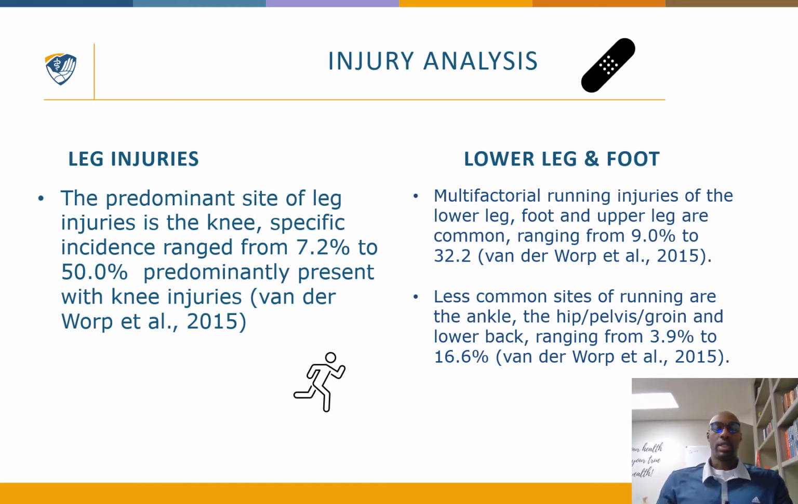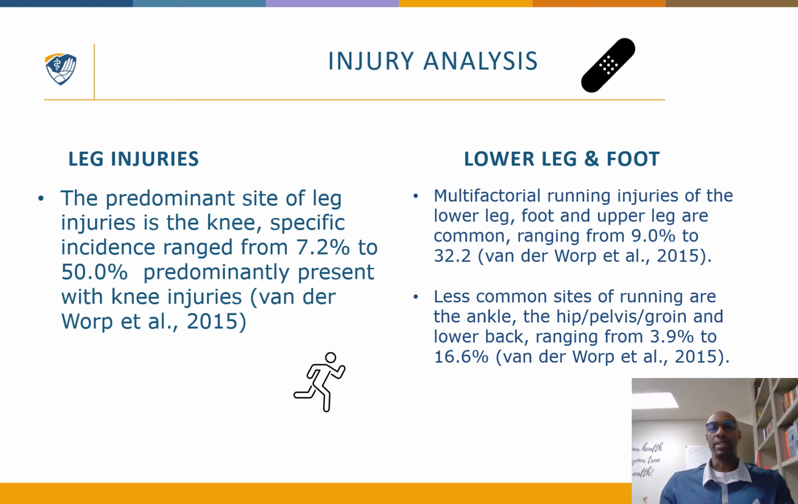Another group of multifactorial running injuries that occur at the lower leg and foot have been described by Van der Worp et al. as 9.2% to 32.2% of reported injuries being multifactorial, which means there's a little bit more complexity to those injuries. To determine how those injuries occurred, you would look at the ankle, knee, and hip at the same time, but not necessarily put it down just as one talocrural joint dysfunction type injury.